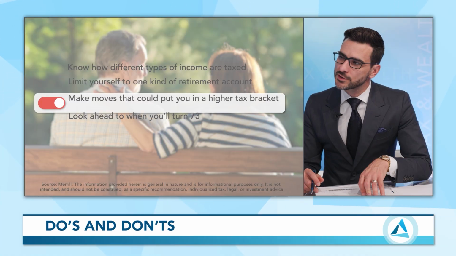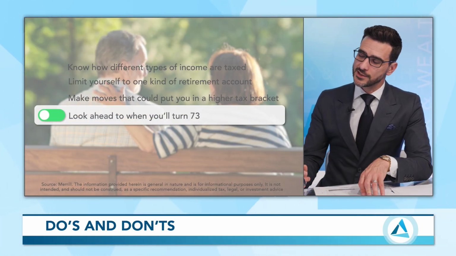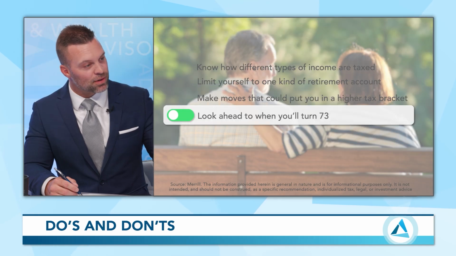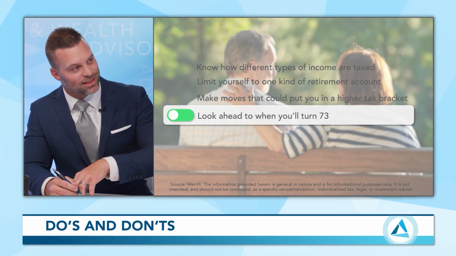Okay, how about a do? Look ahead before you turn RMD age, in this case, age 73. Well, you don't necessarily have to, but that RMD is going to happen anyway. I'm going to give an example why you need to. The RMD is going to happen anyway. So for those that are planners, look out to that age. Review your RMD.